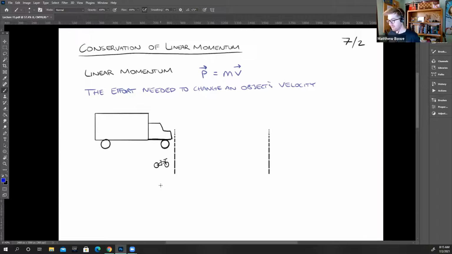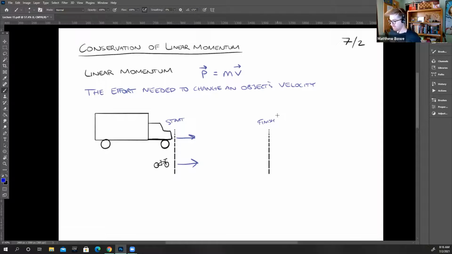The person on the bike has a very little mass compared to the person in the truck. So they have a small momentum. So we can say with a small momentum, the effort needed is small. And this logic applies to the truck. With a large momentum, there is a large effort needed to change its velocity. So they both take off towards the finish line. Start and finish.